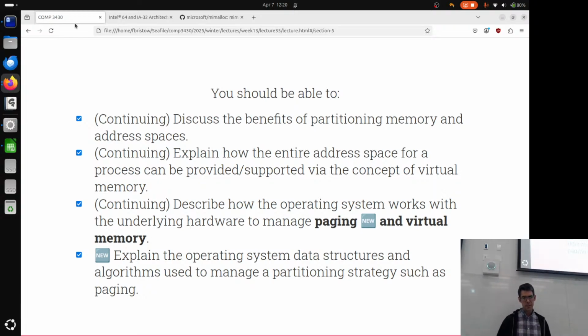At this point, you should be able to discuss the benefits of partitioning memory and address spaces. You should be able to explain how the entire address space for a process can be provided and supported via the concept of virtual memory. You should be able to describe how the operating system works with the underlying hardware to manage paging. Now we've got this page table base register and the idea of page table entries being dictated to us by the hardware, and we as an operating system have to conform to that. And you should be able to explain, at least initially, this idea of a page table: the operating system data structures used to manage a partitioning strategy such as paging.